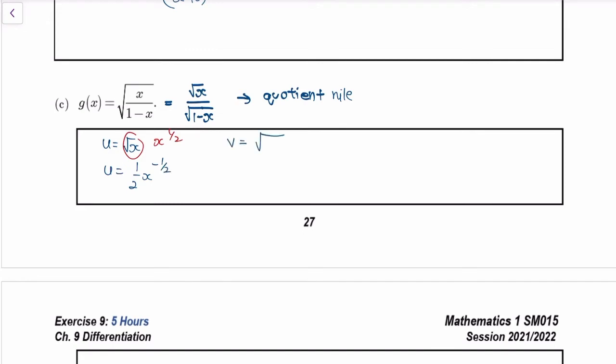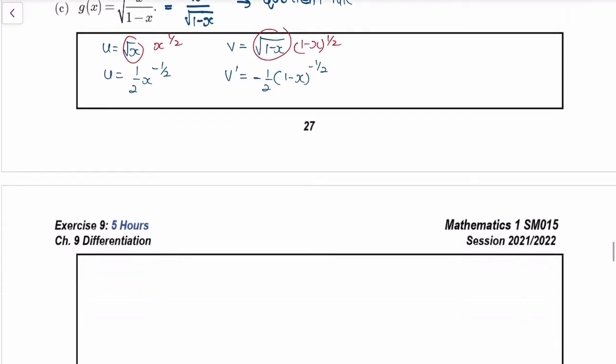v sqrt 1 minus x, v prime. Okay, yang ni pun sama juga, tukar kepada 1 minus x to the power of 1 over 2. So, 1 over 2, 1 minus x to the negative 1 over 2 times negative 1. So, negative kat depan. Okay, quotient rule, g prime x. So, v u prime. So, u prime saya tulis dalam bentuk macam ni, minus u v prime. Kalau sesiapa yang nak tulis dalam bentuk power negatif pun boleh, tak ada masalah.